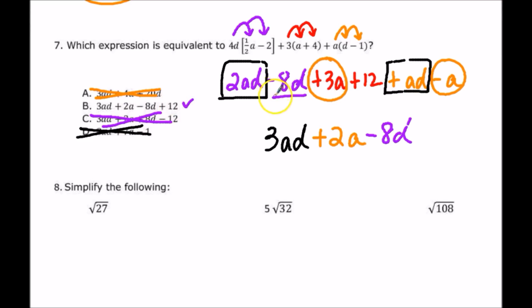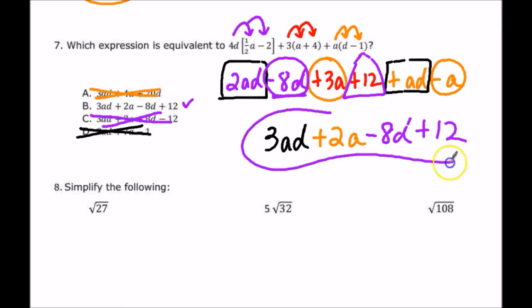So we can say the minus 8D here, and then the plus 12, okay? And I look, A cannot go with D, and D cannot go with a constant. Therefore, our answer, folks, is BAM! 3AD plus 2A minus 8D plus 12.